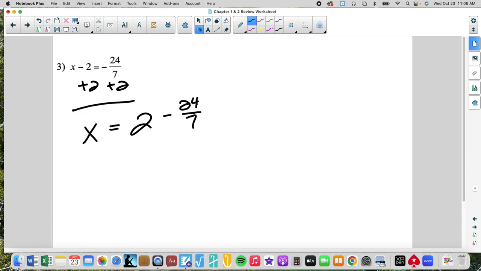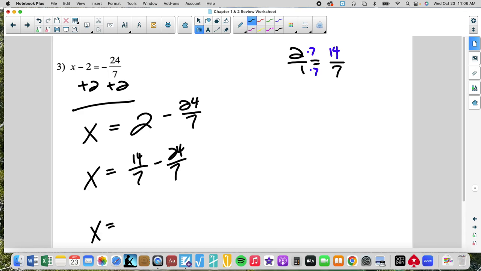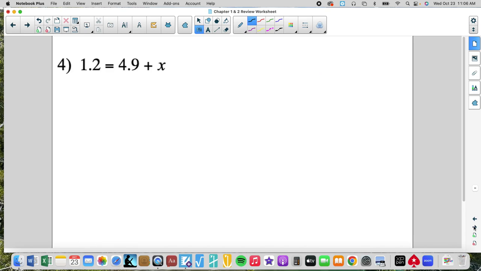And I'm going to simplify by, I have to change 2 over 1 into sevenths. So 1 times 7, so 2 is equivalent to 14/7. 14/7 minus 24/7 gives me negative 10/7, and that is simplified. That cannot be reduced, and that is the correct answer.